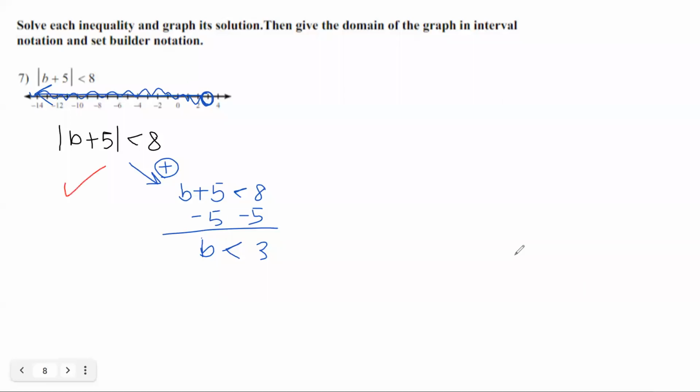I'm going to solve my negative case. B plus 5. But what happens when you multiply or divide by a negative? You have to switch the sign and change the right-hand side. So B plus 5 is greater than negative 8. Subtract 5 on both sides. You get B is greater than negative 13. So B is greater than negative 13. I can graph. There's an open circle at negative 13, and B is larger than negative 13. So that means everything bigger, right? Or everything going this way.